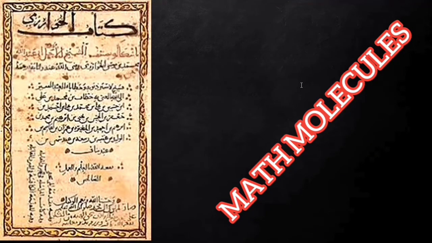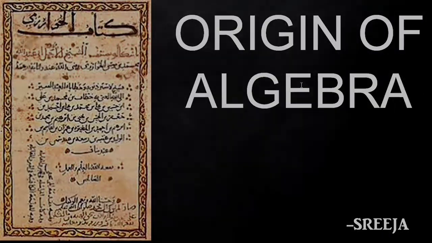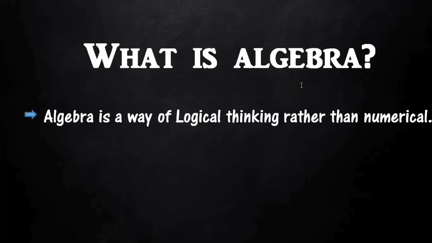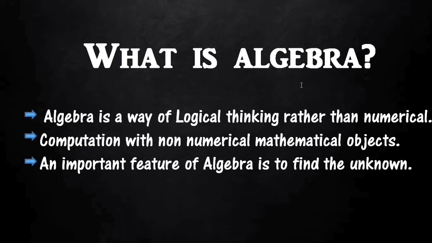In this tutorial, we will be covering a brief history of algebra, the origin of algebra. What is algebra? Algebra is a way of logical thinking rather than numerical. It involves computation with non-numerical mathematical objects. An important feature of algebra is to find the unknown.